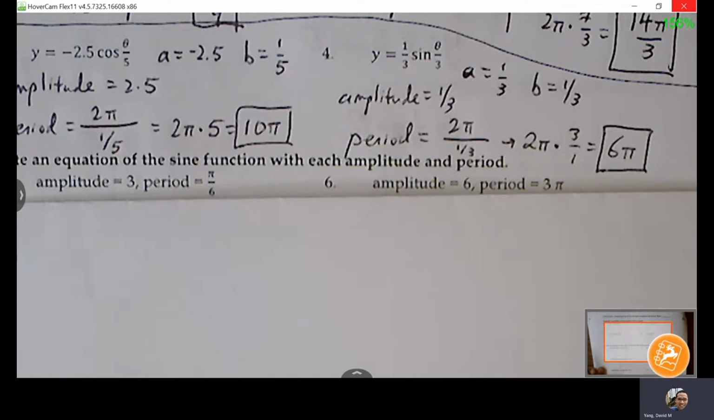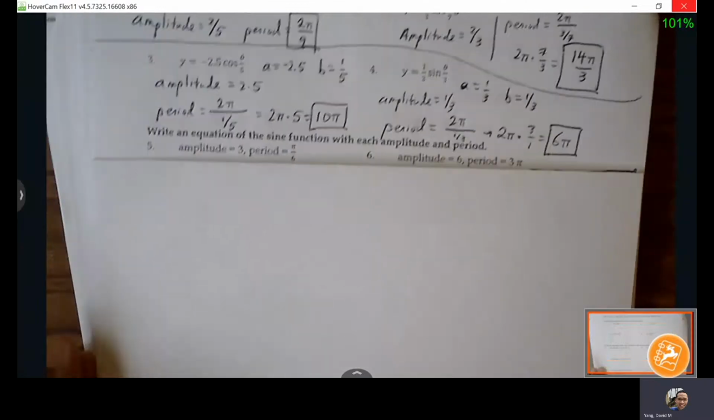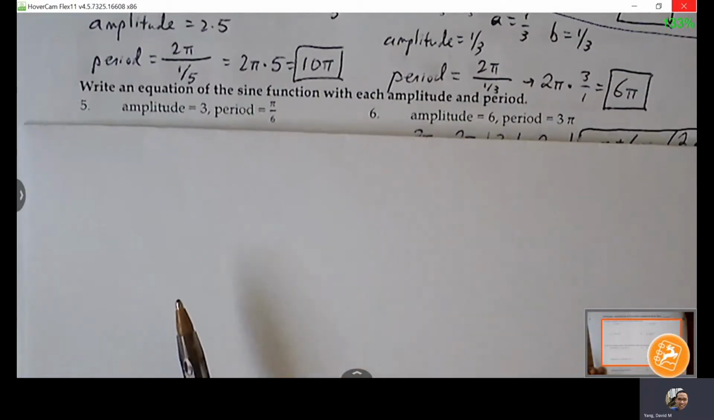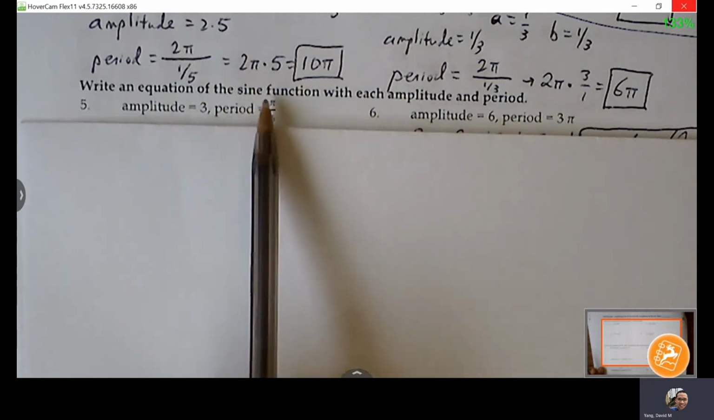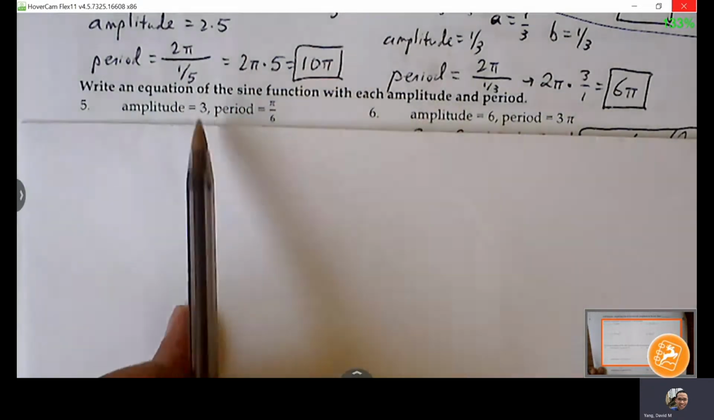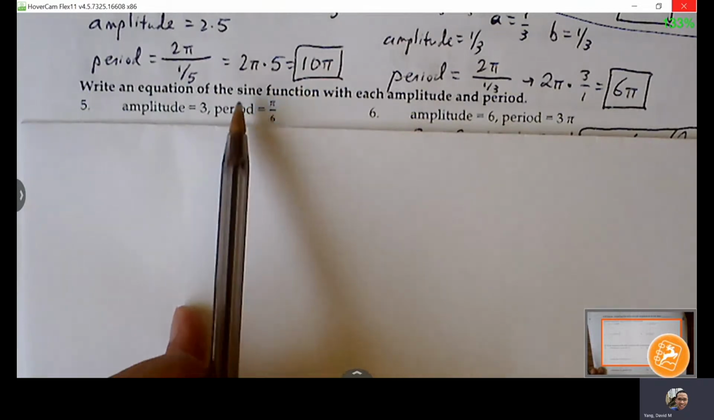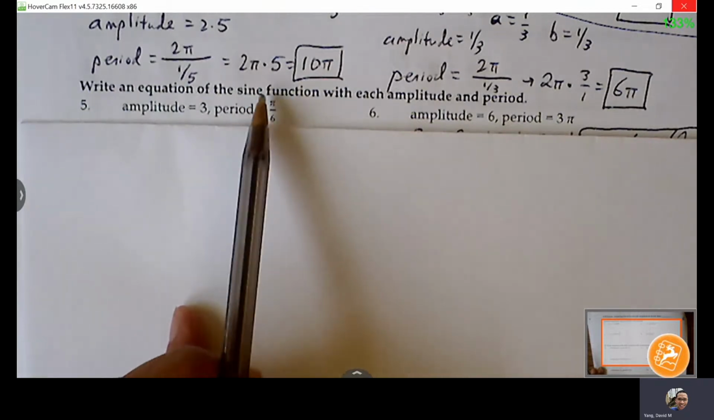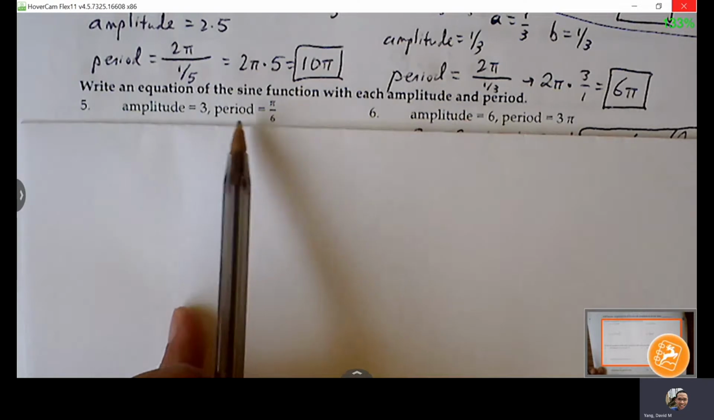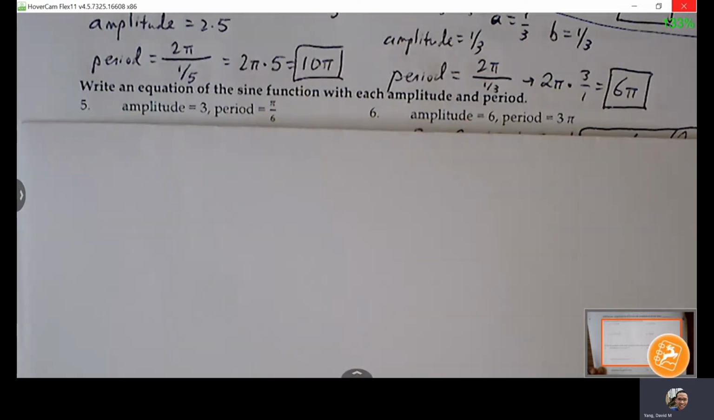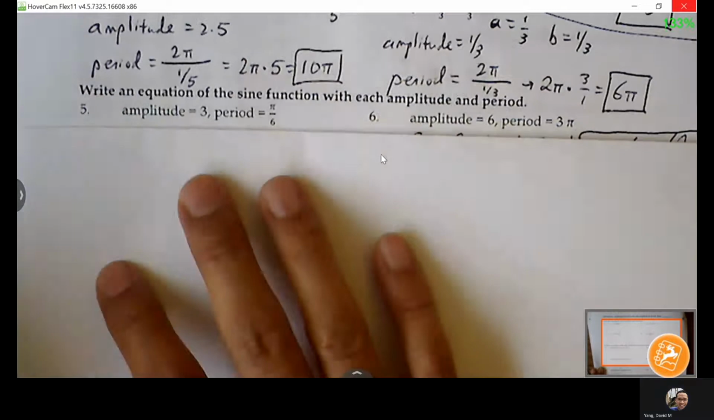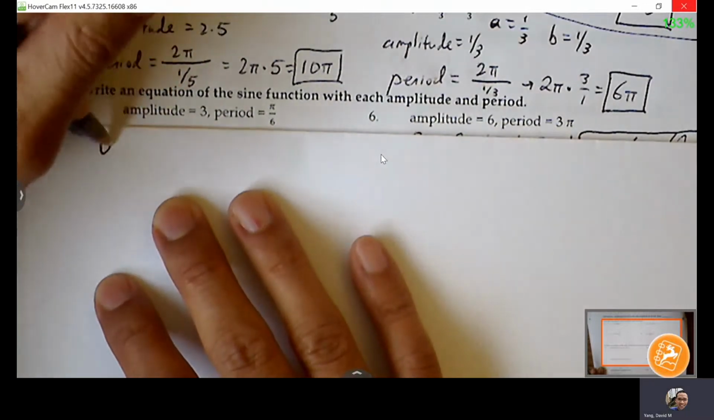Okay, any questions with 1 through 4 before we do something that's slightly adjusted with the rest? You guys okay? Okay, so here's what number 5 looks like. It's a little bit different in what it's asking, because number 5 says, write the equation of the sine function with each amplitude and period. So rather than giving us the b value, now they're giving us the period value, and we have to kind of go backwards to figure out what the b value is and then put it into our sine and cosine function.